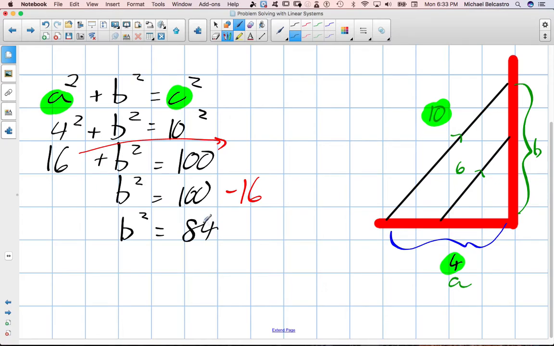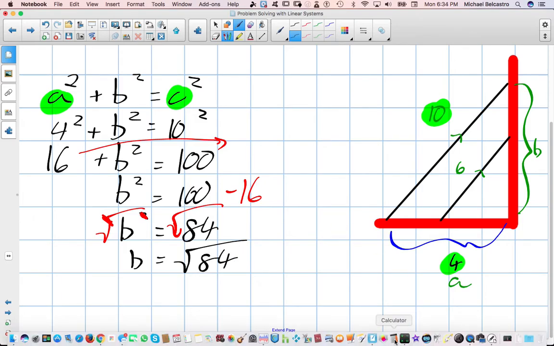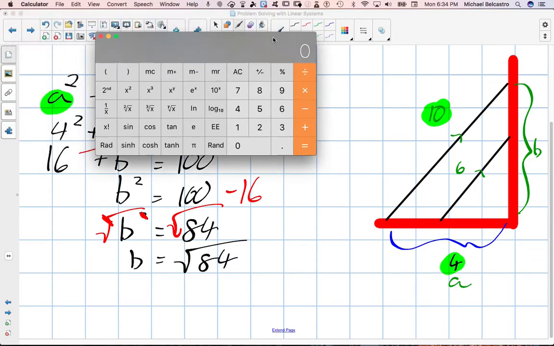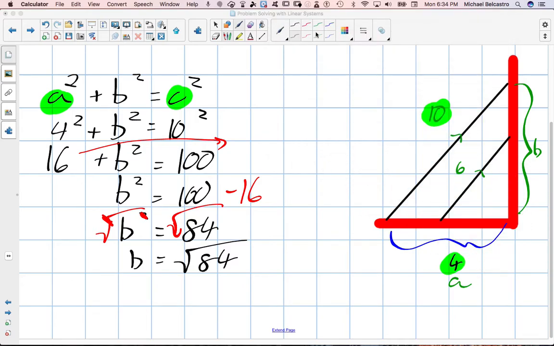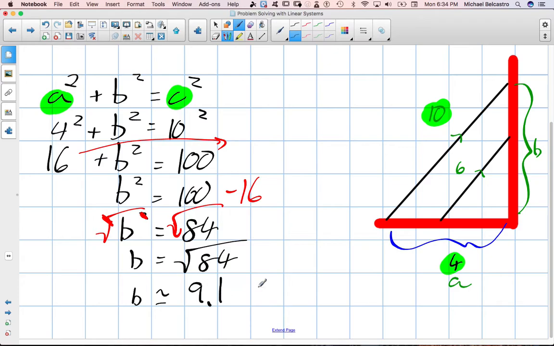I think that's right. And then to isolate our b, we need to square root both sides of the equation. When we do that, this cancels out our squared on the left here, so b is equal to root 84. Now, this is not a whole number, so I'm going to bring out my calculator. The square root of 84 is 9.1, we'll say. So B is approximately 9.1 units.